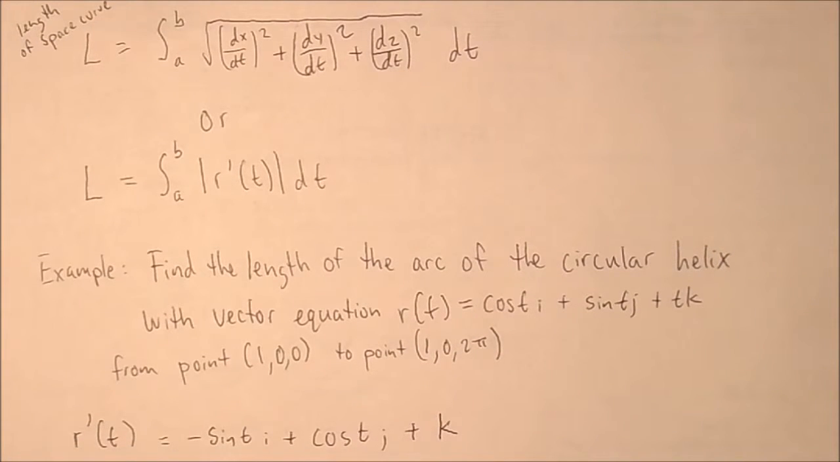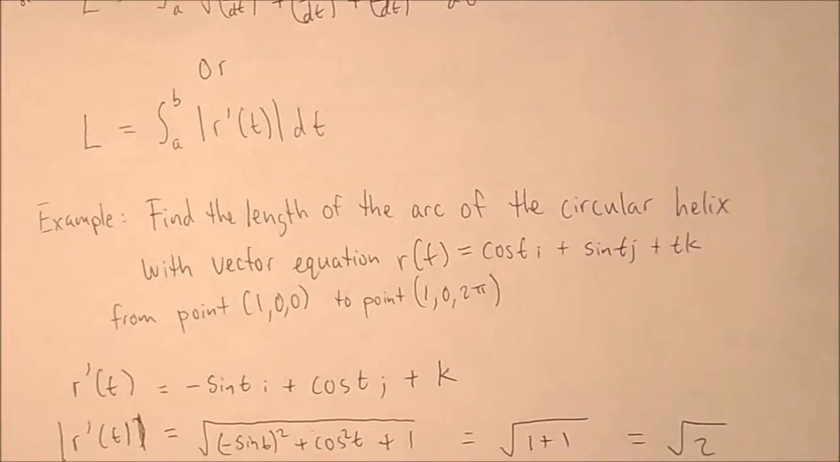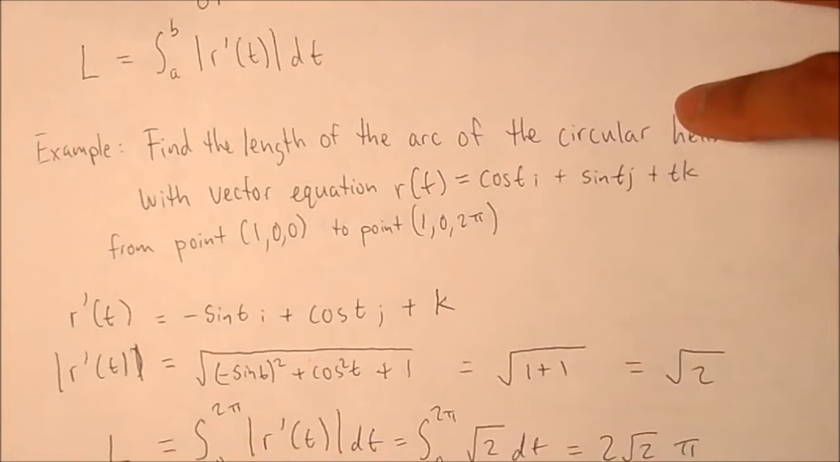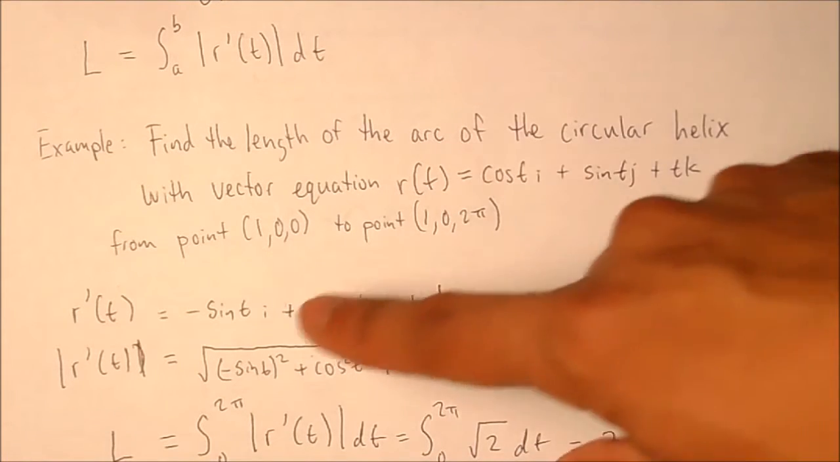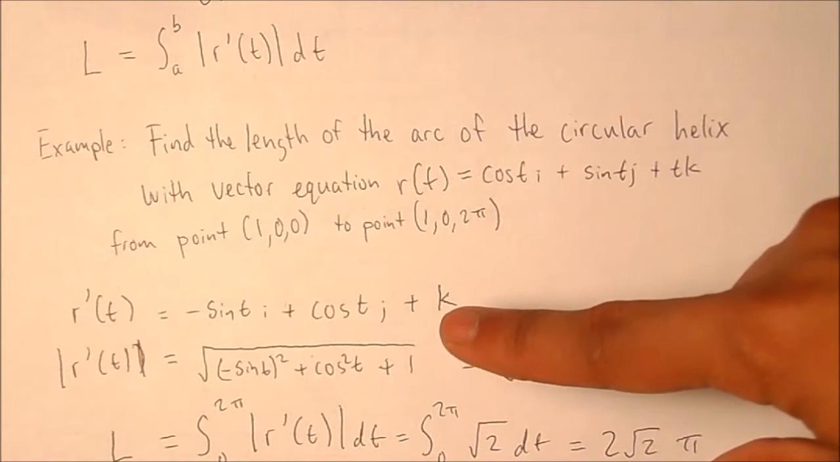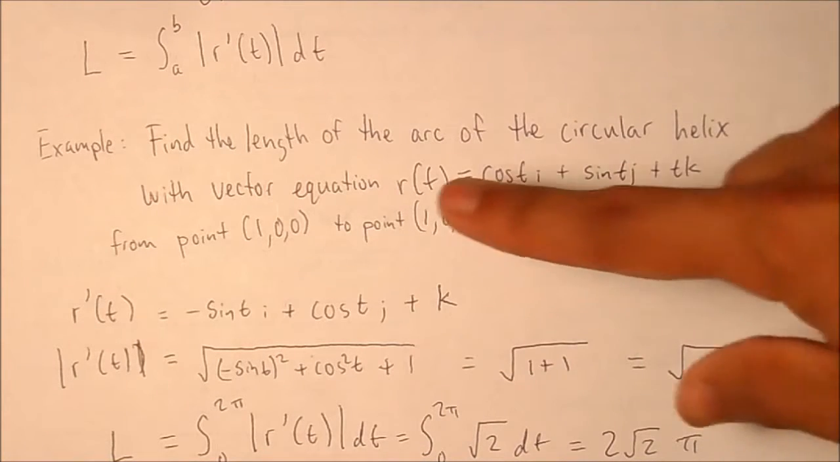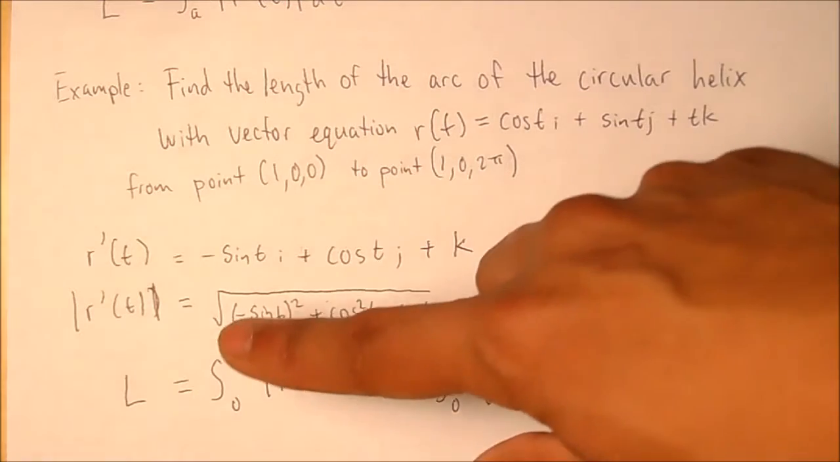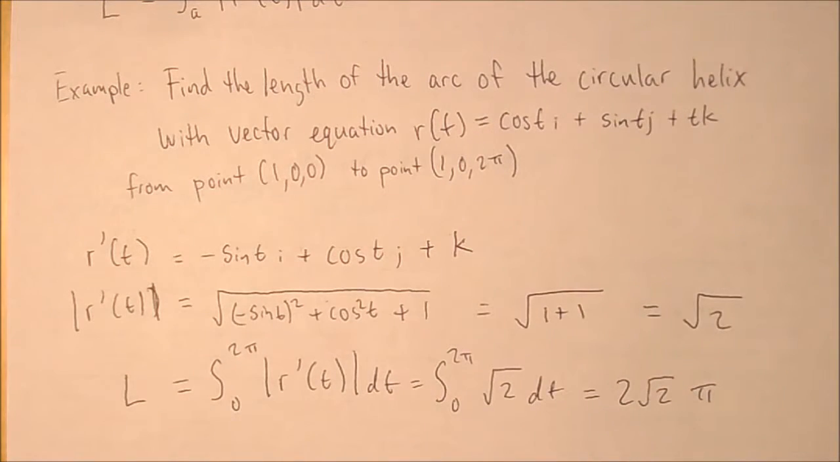All right, so here's an example. Find the length of the arc of the circular helix with vector equation r equals cosine t i plus sine t j plus t k from point 1, 0, 0 to point 1, 0, 2 pi. All right, so if we take the derivative of this r function, we get negative sine t i plus cosine t j plus k. Pretty straightforward. You just take the derivative with respect to t. You square each term and square root the whole thing.